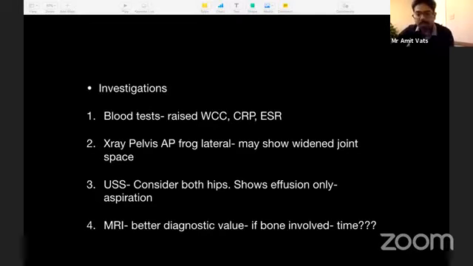MRI has a better diagnostic value, as it is also able to assess the bones on the acetabular side as well as the femoral side and rule out osteomyelitis. It is good, especially if the presentation is long-term. But if you're convinced about septic arthritis, do not waste time waiting for an MRI scan.